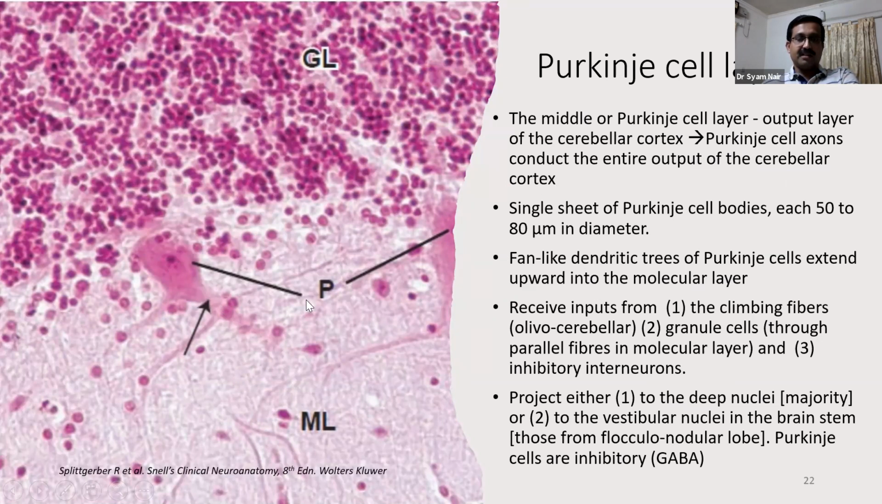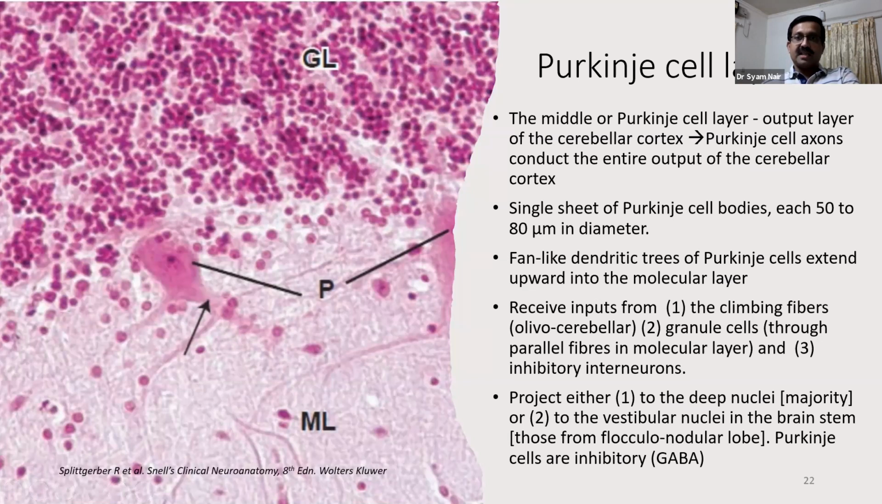The dendritic tree extends into the molecular layer, and the Purkinje cell receives input from the climbing fibers. We have seen that climbing fibers arise from the inferior olivary nucleus. So olivocerebellar fibers are the climbing fibers, and these excite Purkinje cells. It also receives input from the granule cells through the parallel fiber system. That is, granule cell axons ascend through the Purkinje cell layer into the molecular layer, where they form the parallel fiber system and excite the Purkinje cells.